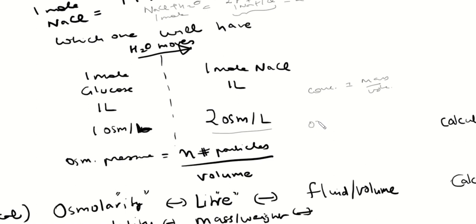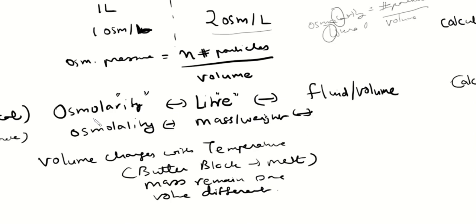Now, osmolarity has an L in it. Liters has an L in it. Osmolar. Osmoliter. So, number of particles divided by volume, that's actually the key, gives me osmolarity.